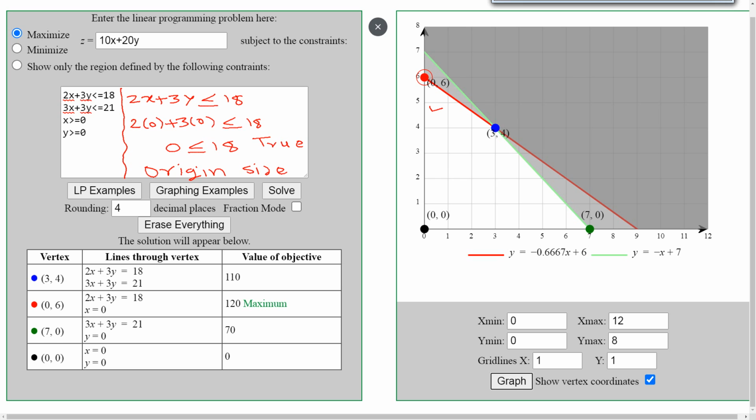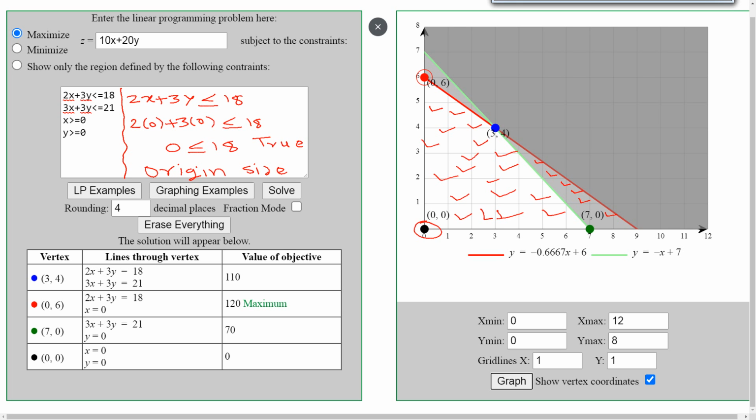So what is the origin side of this line? 2x plus 3y is less than or equal to 18. Remember, this line is represented in red color. So the origin side, where the origin lies, here is the origin. So we are going to shade it, or say as a rough work, I'll put here a right tick. Okay, so a right tick I am putting over here.